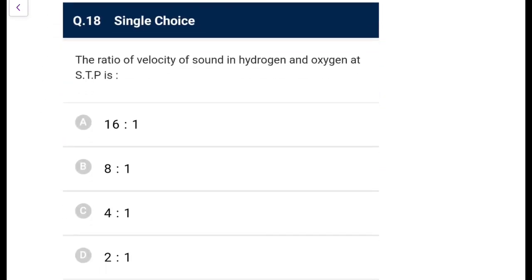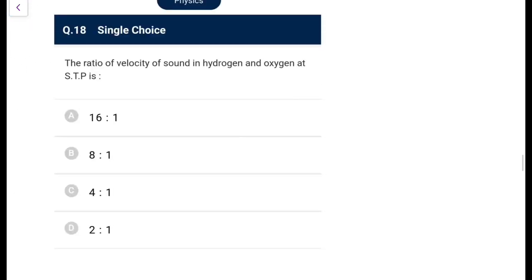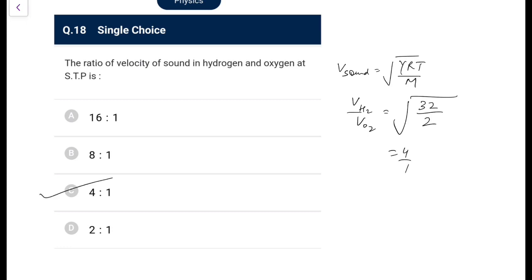18th one, the ratio of velocity of sound in hydrogen and velocity of sound in oxygen at STP. So the velocity of sound in a gas, you know, is root of gamma RT over M. So the ratio at the same temperature would be VH2 by VO2. Gamma of H2 and O2 is the same, so it would be only the mass thing. So it would be root of 32 by 2, root of 16, so you can say it would be 4:1. That's an easy one, a very general question asked many times.